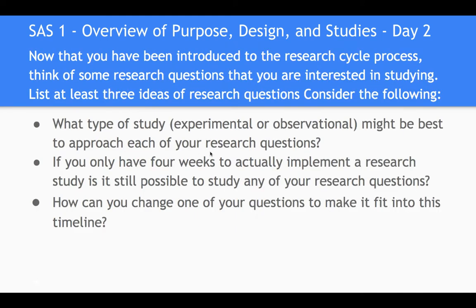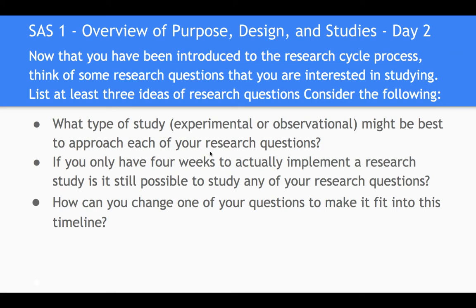Okay, so now that you've been introduced to the research cycle process, think of some research questions that you're interested in studying. List at least 3 ideas of research questions and consider the following. I'm not asking you to list them, but I want you to really take some opportunity here to think about some questions that pique your interest, okay? What kind of study, experimental or observational? Remember, we learned in the last lesson the difference between the two.